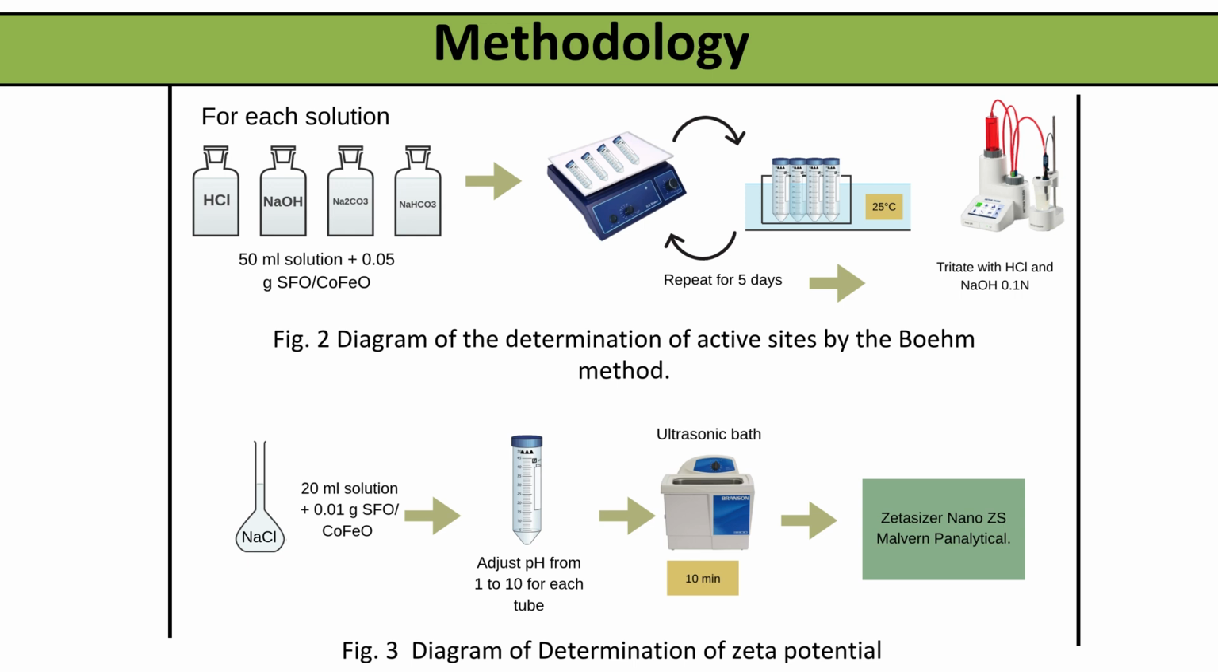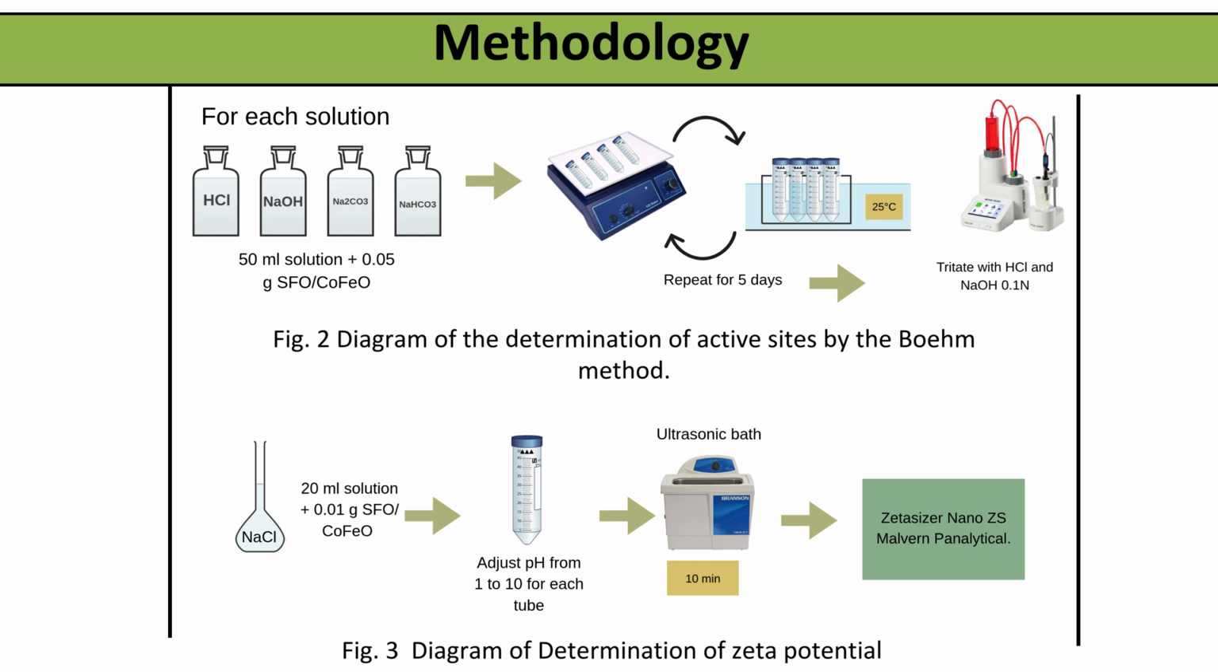The samples were prepared by adding 0.1 gram of material to a conical tube containing 50 milliliters of a neutralizer solution of hydrochloric acid and sodium hydroxide at a concentration of 0.01 normal. The samples were immersed in a water bath at 25 degrees Celsius for 5 days. The material was extracted, and a 20 milliliter aliquot was taken and titrated.